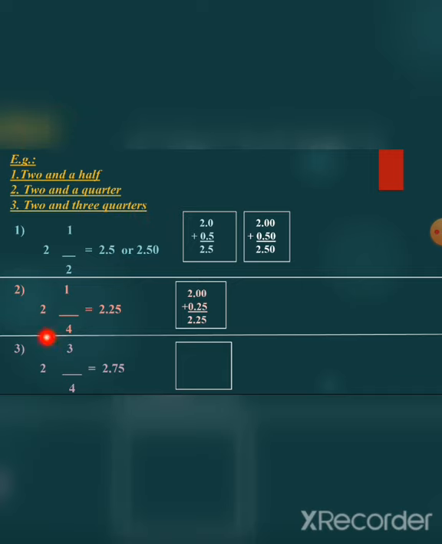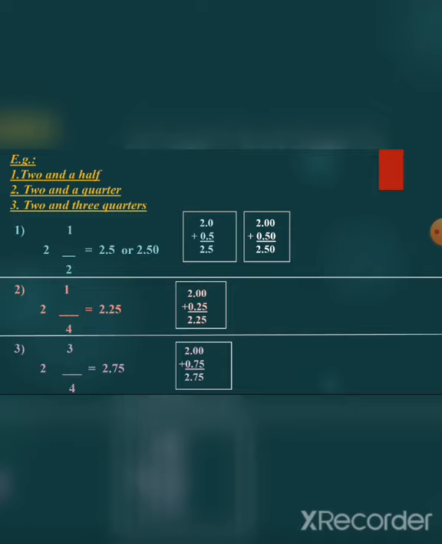Now the third example, 2 and 3 quarters. See, 2 we wrote as it is, 3 quarters in fraction is 3 upon 4. How will we write it in decimal form? 0.75. See, after adding we get 2.00 plus 0.75. We get the answer as 2.75. I hope you have understood how to convert a fraction into decimal form.